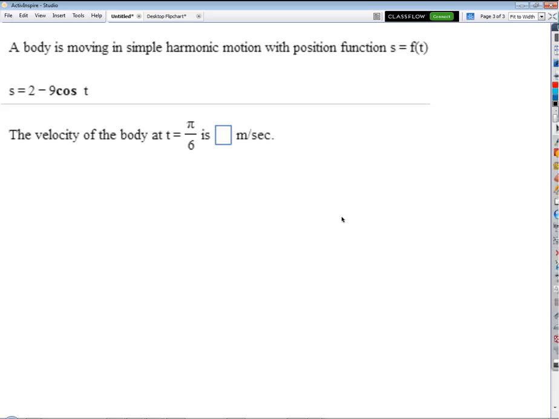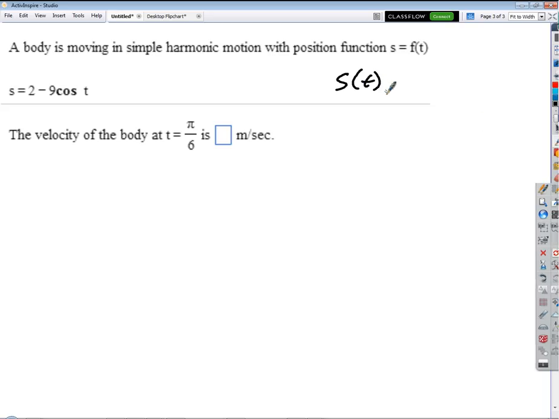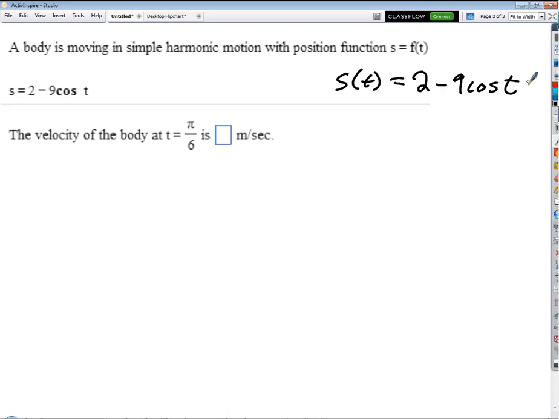Okay, so there's the position function. And really, this is just a minor thing, but probably we should write that as S of t, right? Because position is a function of time, equals that. There's the position function.